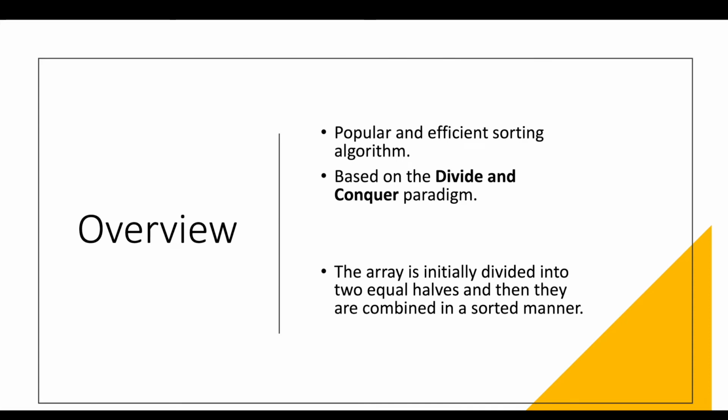So merge sort is a very efficient sorting algorithm. Why is it efficient? So far we have discussed bubble sort, selection sort, and insertion sort. Those algorithms have not been very well suited for larger data sets, and that is largely because of the time complexity. But in case of merge sort, as we will see later on, the time complexity of this algorithm is quite good, and that is why it is very efficient.